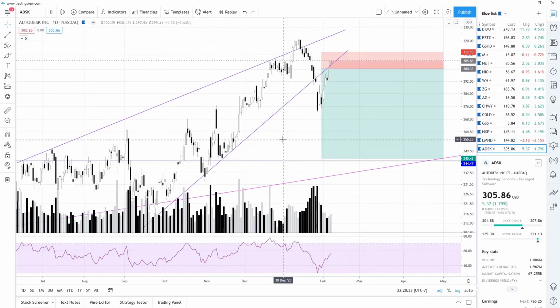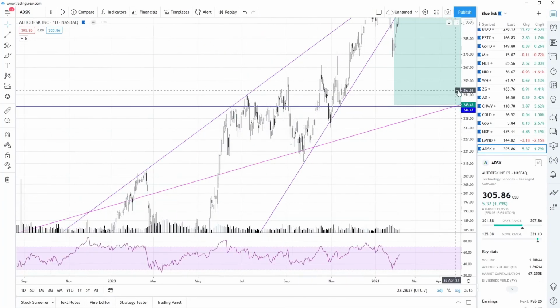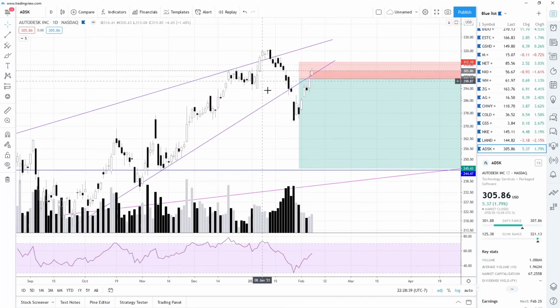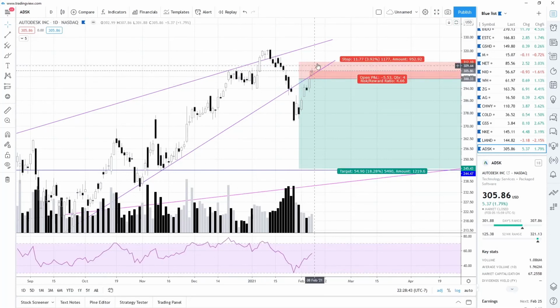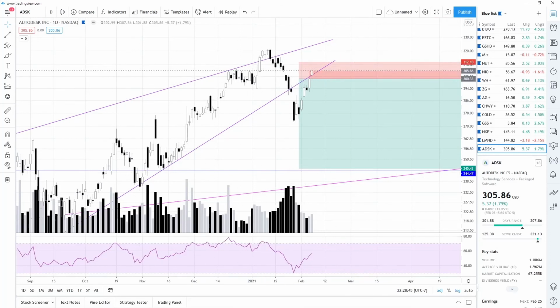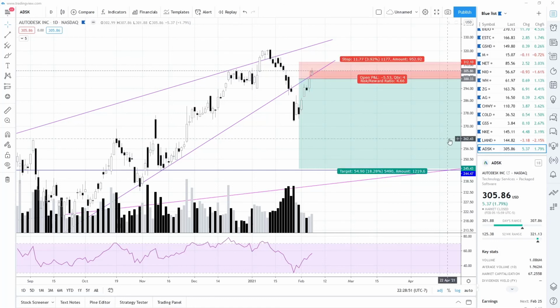Autodesk, this has been looking bearish, and then it had a breakdown, and now it's moving up. Now this broke back into trend, but if it breaks down again, I would be entering short. The short float on Autodesk is pretty low.